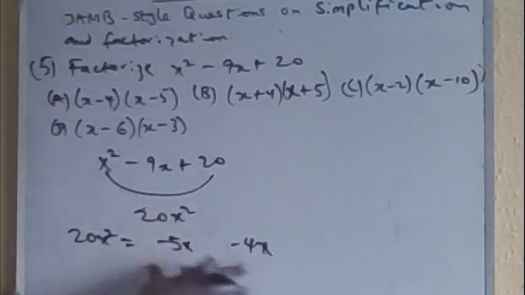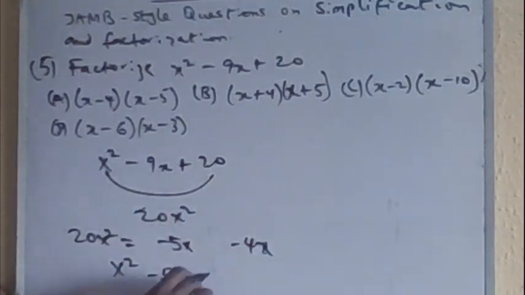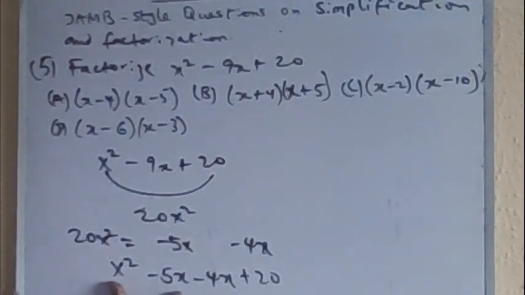So I have x squared. Then instead of having minus 9x, I'll have minus 5x minus 4x, right? Nicely done. Then finally I have plus 20. So I take these two terms, let me complete it here.